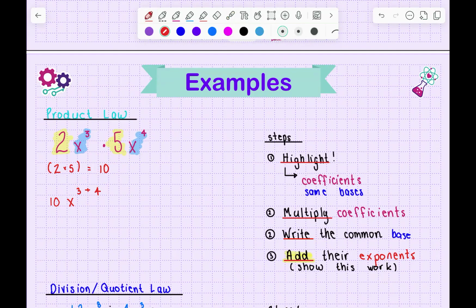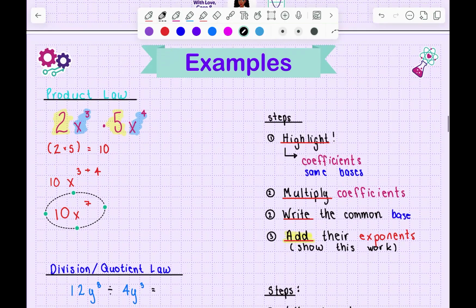So then finally, I can simplify that. 10x to the power of 4 plus 3 is 7. All right, so 2x cubed times 5x to the power of 4 is 10x to the power of 7. That's my final answer. So that was the product law.